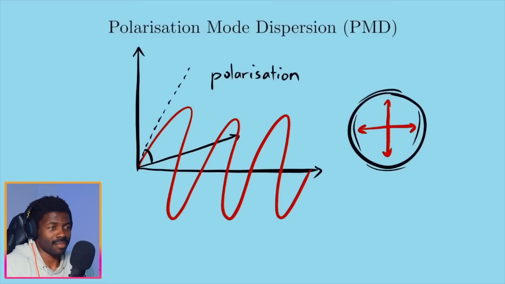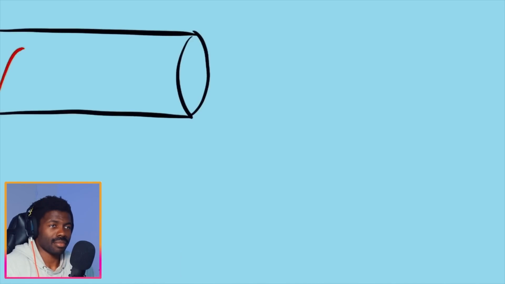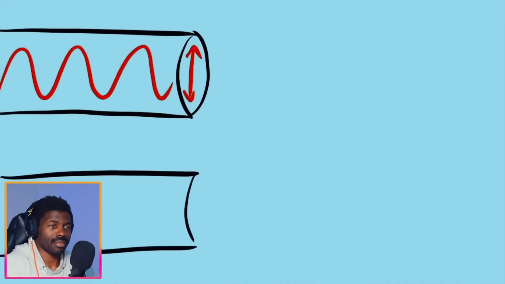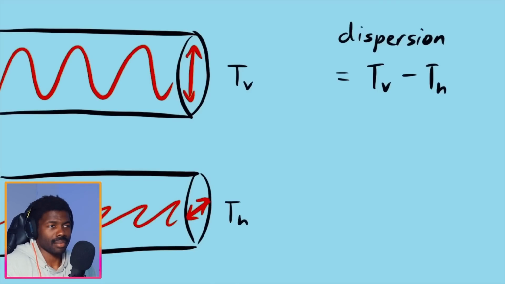But unlike chromatic dispersion, which is measured in picoseconds per kilometer, PMD is measured in picoseconds per square root kilometer. Why is this? Let's construct a simple model and try and understand it. Let's send a pulse of light down the fiber made of only two polarizations, one vertical and one horizontal. Let's define the dispersion as the time taken for the vertical one to reach the end minus the time taken for the horizontal one to reach the end. So if the vertical one moves faster, then the delay between them is positive, and if the horizontal one moves faster, then the delay between them is negative.